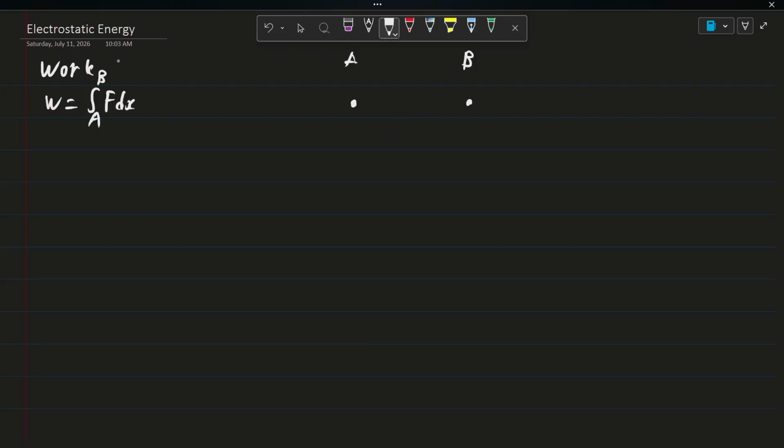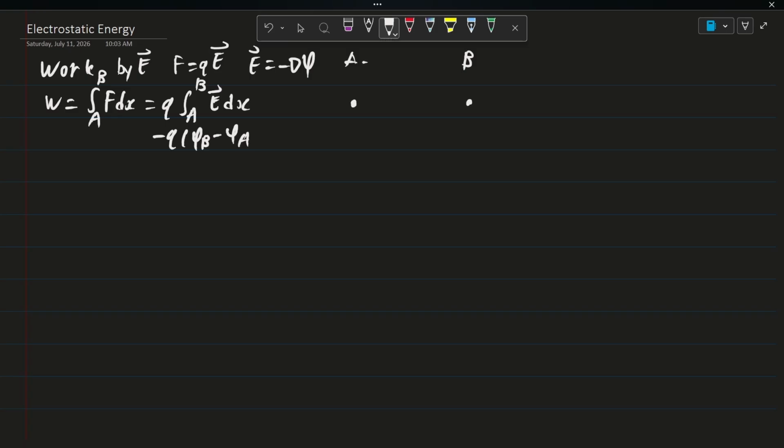If you want to figure out the work by the electric field, you just substitute the force to be Q times the E vector, which is the electrostatic force. Substituting them in, this would be Q times the integral from A to B of E dx. And E is defined to be the negative gradient of phi, where phi is the scalar potential. If you plug it in and evaluate the integral, this would be negative Q times (phi B minus phi A). So there's an electric field from here to here, from high to low.